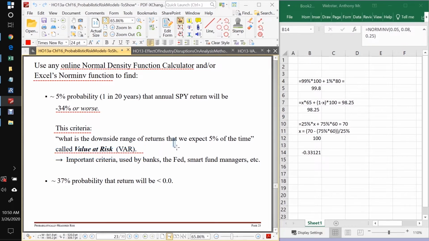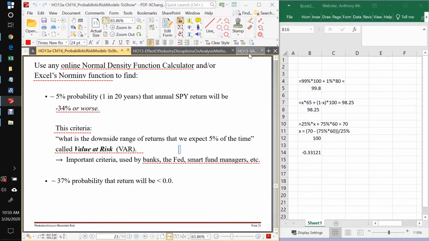Clearly, I can't ask you to compute it on exams because we do need something like this to compute it, but I do need you to understand the concepts. It is important because it's used by banks, the Fed, smart fund managers. It's used all over the place. Jamie Dimon at JP Morgan Chase gets a 20-page value at risk report on his desk every day, looking at the value at risk of various investments and strategies used by JP Morgan Chase.